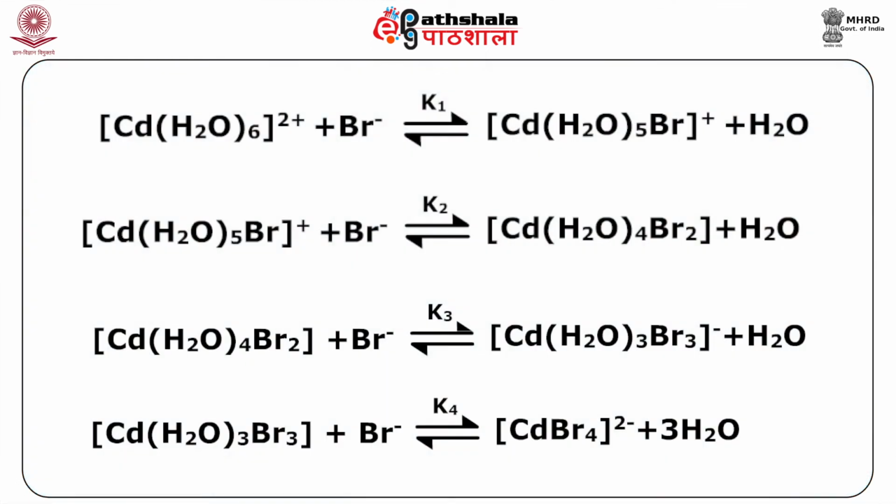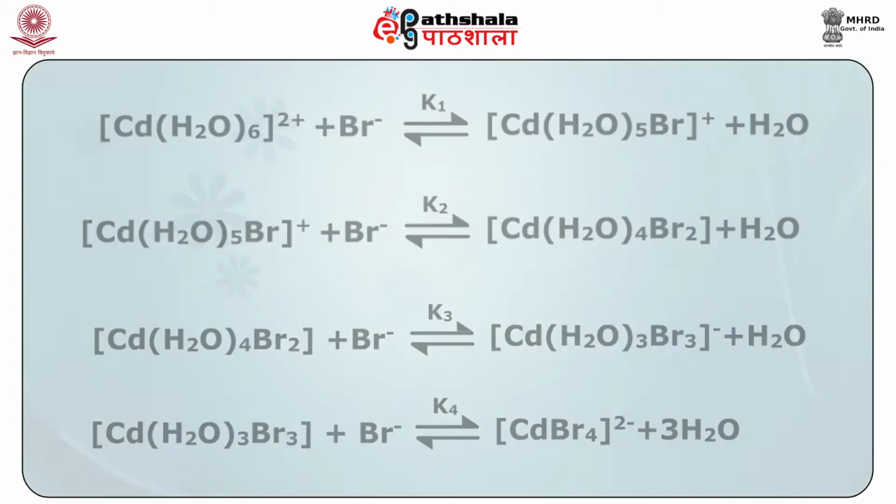Consider, for example, the formation of CdBr complex in the aqueous solution. The formation of CdBr complex with bromide exhibits 4-step equilibria or stepwise formation constants K1, K2, K3 and K4. The order of stepwise formation constants is observed as follows. K1 is greater than K2, which is greater than K3, but K3 is less than K4, which is contrary to K1 greater than K2 greater than K3 greater than K4.